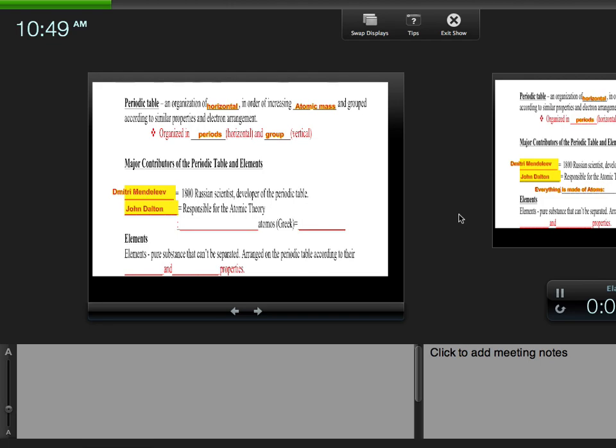So underneath, we're writing the atomic theory. If you can't see, raise your hand. Don't sit around and whisper, I can't see. The atomic theory states that everything is made of atoms. That's what you should be writing under there. Everything is made of atoms. That is what the atomic theory is.